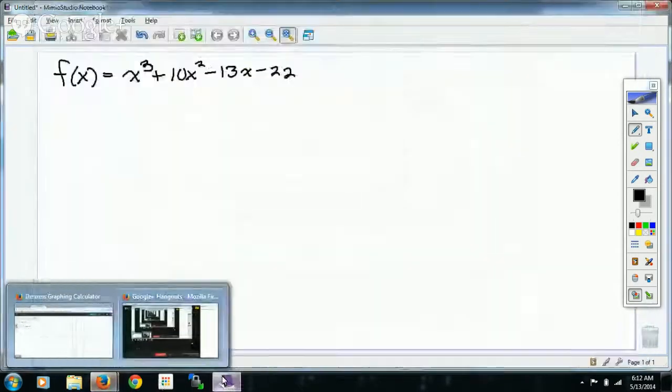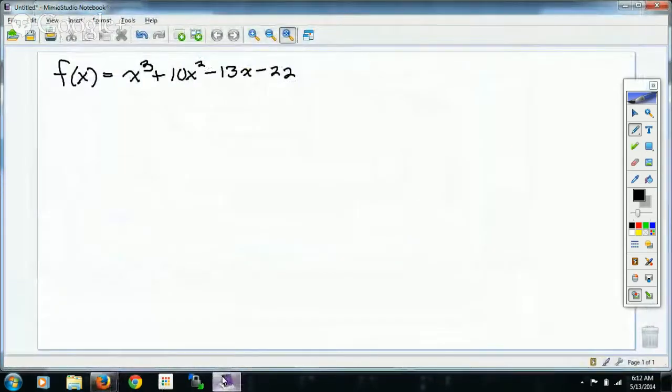All right, hello, Math 111. I'm going to play around with polynomials a little bit and review for the test. So here I have a lovely cubic polynomial. And what I want to do is try and find its zeros.